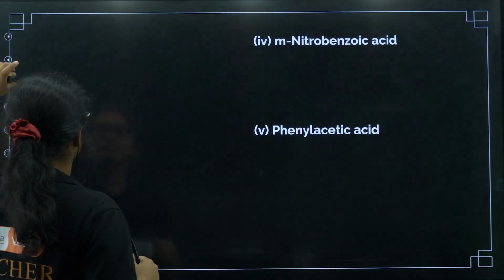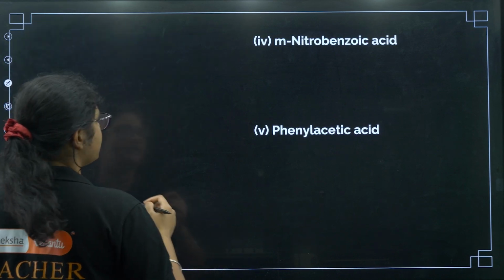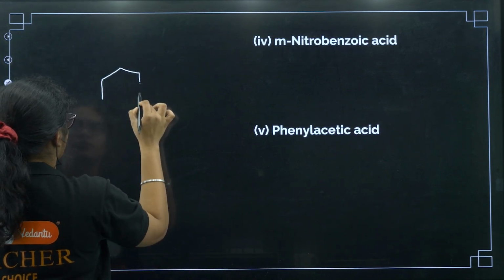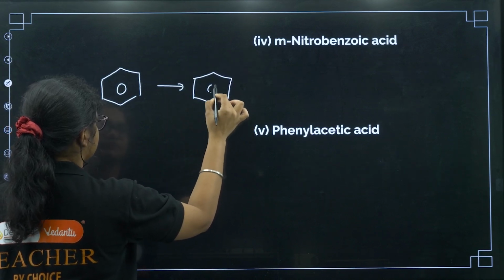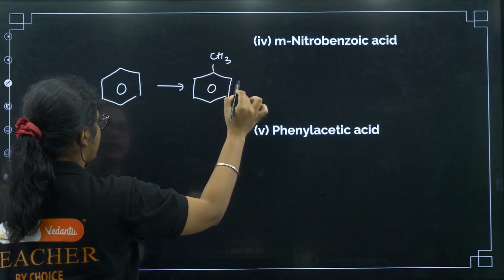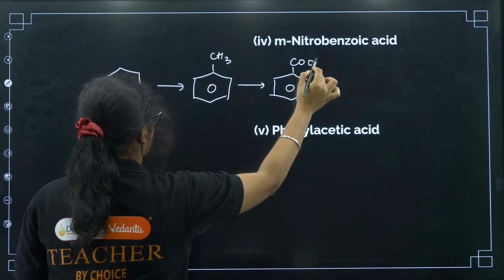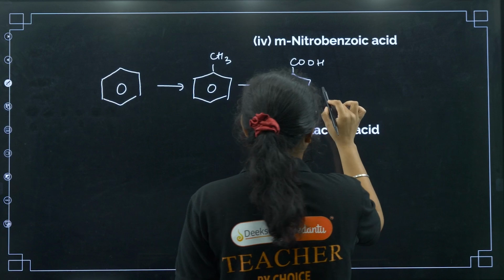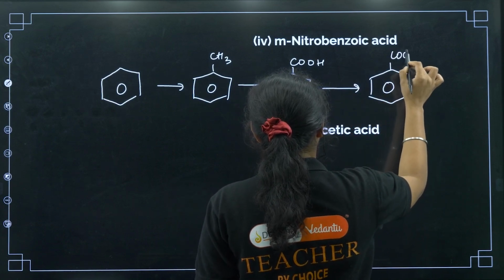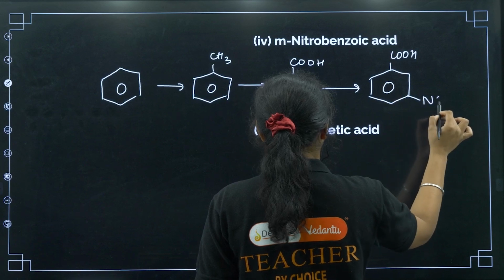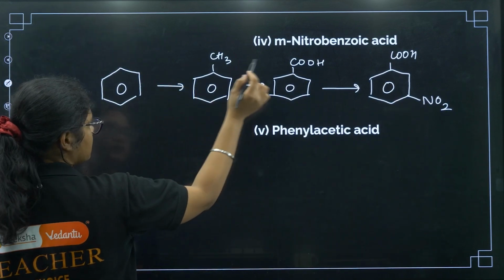Fine, let us go to the next question here. You have to convert to meta-nitrobenzoic acid. This is very simple. First I will introduce CH3, then I'll convert it into COOH, and then we can convert it into meta-nitrobenzoic acid by just giving nitration, because the reagents are here meta directing.